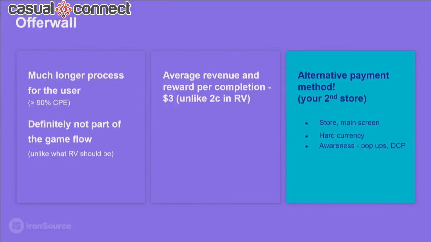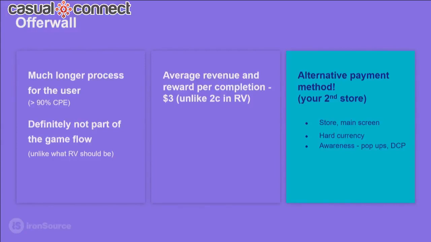The process of a rewarded video is 20, 25 seconds. It's very, very easy for the user to engage in several places in the app, several times a day. Offerwall will require 10, 15, 20 minutes of the user's time. It's much more complicated for the user. But what's nice here is that the average revenue for the publisher out of a completion in Offerwall is about $3.